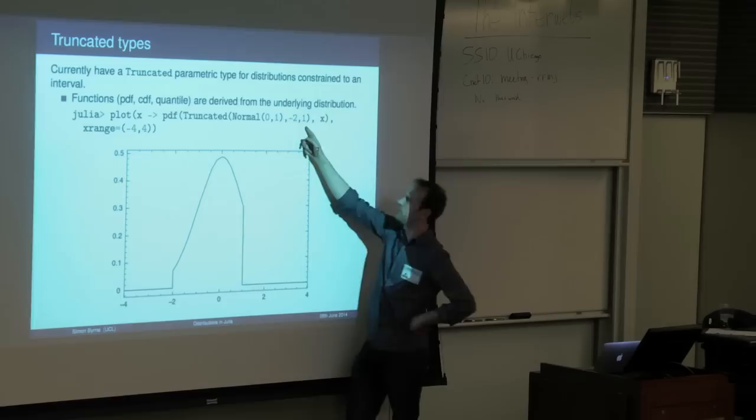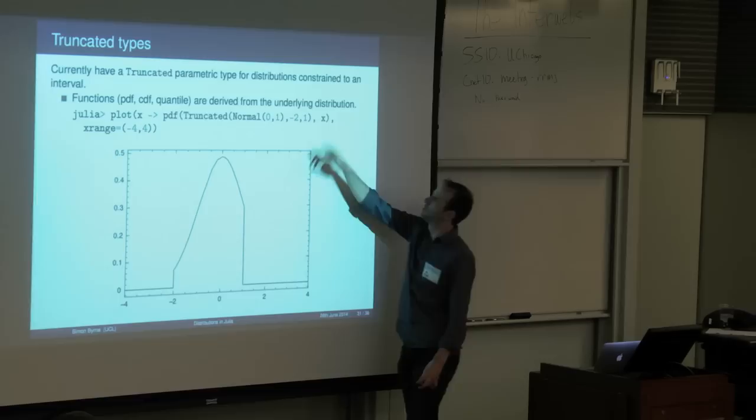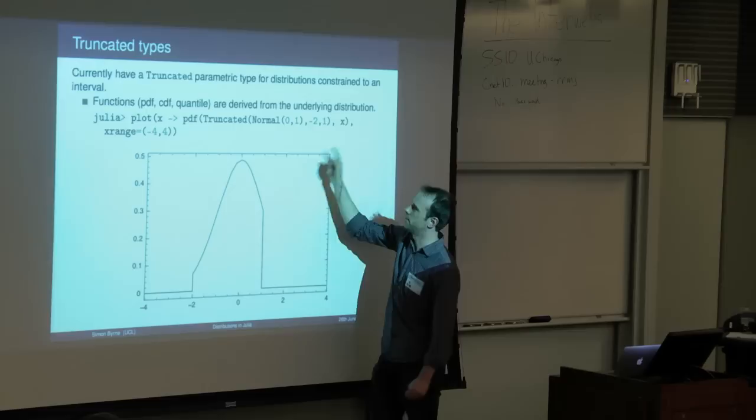So this is just now a parametric type with truncated, where this parameter is this norm. And what's nice is that we can define functions that operate on the truncated type. In this case, the PDF takes the PDF and renormalizes it, as we hope.